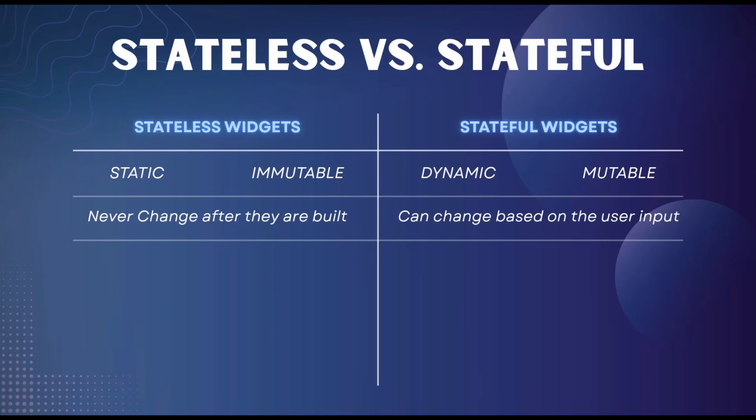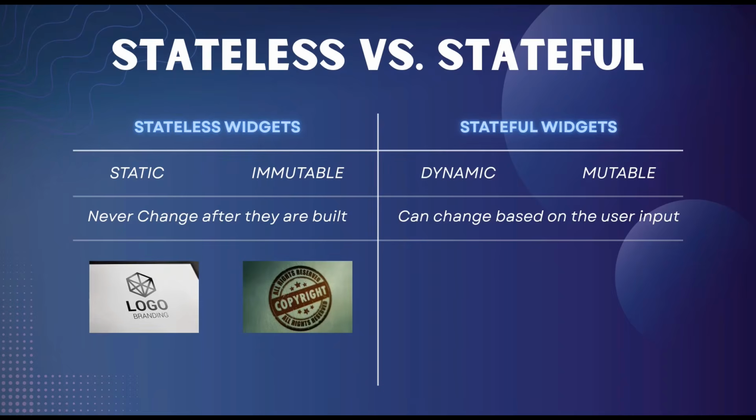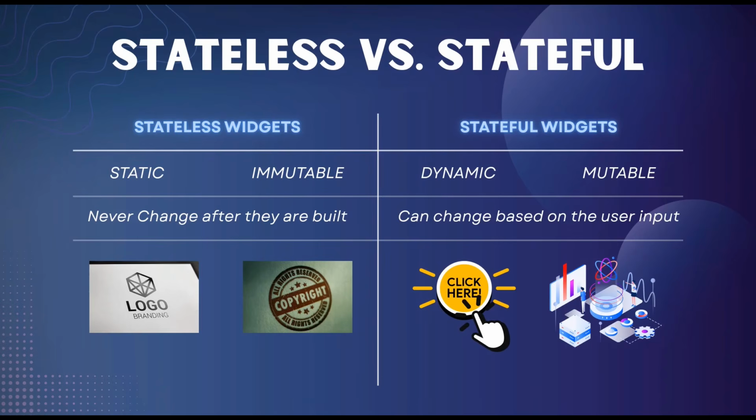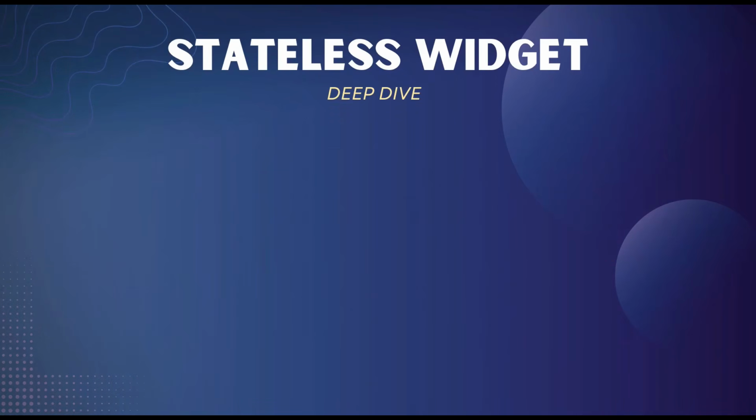Stateful widgets can be changed based on the user's input, and they are the dynamic elements of your screen that change over the course of time. Stateless widgets are perfect for things like a company logo, a copyright notice, or a fixed title. Stateful widgets can change on user input, like when you tap a button, or when data arrives from the internet. This changing is what we call a state.